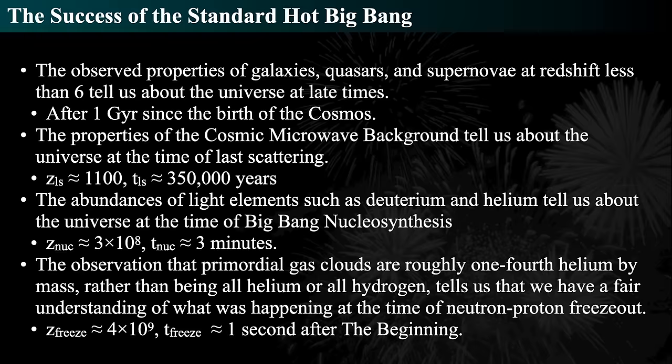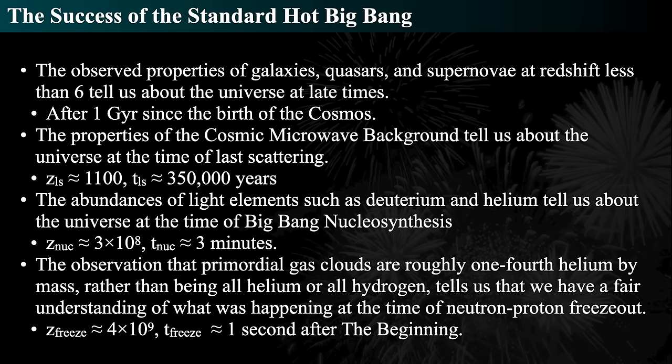The ratio of hydrogen to helium tells us what happened at roughly the time of neutron-proton freeze-out, meaning when neutrons and protons were in balance. That's about when the universe was 1 second old, at a redshift of about 4 billion. The freeze-out time when neutrons and protons fell out of balance happened at about 1 second. So we pretty much can answer almost every aspect of the cosmos observationally down to about 1 second after the Big Bang, which is an amazing triumph.